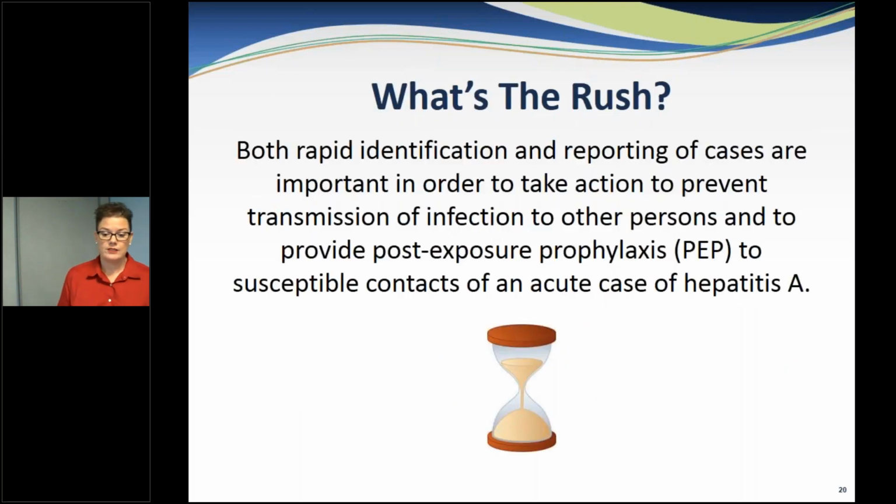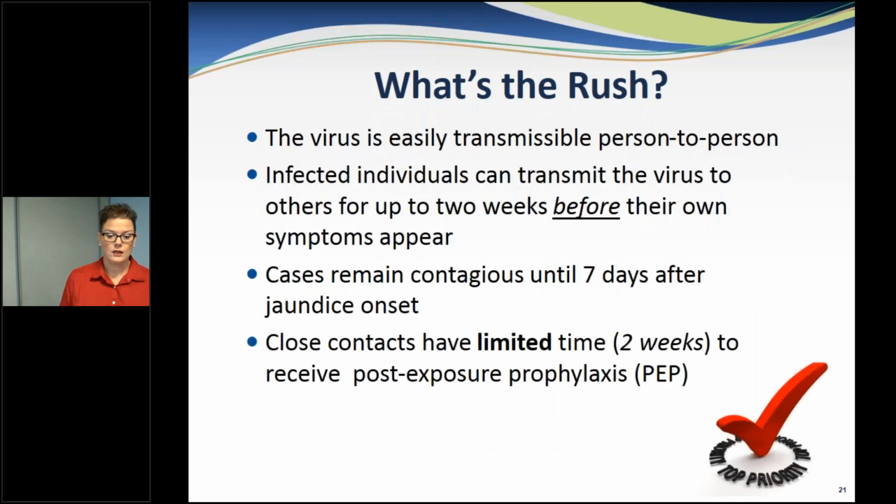So your contact investigation. Rapid identification and reporting of cases is super important. And this is because you want to take action to prevent transmission of infection to other people and to offer PEP to contacts. The virus is really easily transmissible person to person. Infected individuals can transmit the virus to others for up to 2 weeks before their own symptoms even appear. Cases remain contagious until 7 days after jaundice onset. And close contacts have limited time, just 2 weeks, to receive post-exposure prophylaxis.